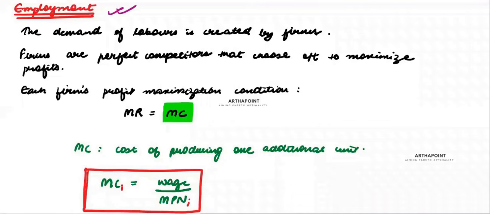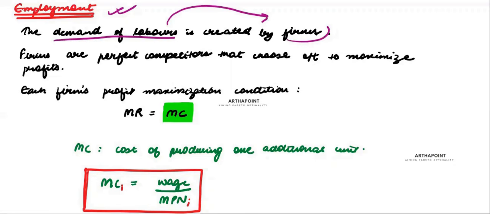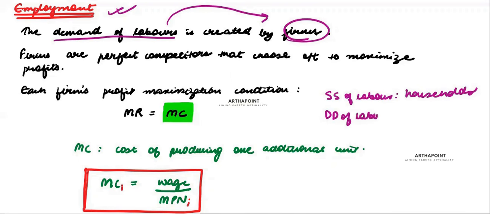Employment. Now, please understand that the demand for labor is basically created by the firms, right? Just see that the supply of labor comes from households, but the demand for labor is created by firms.